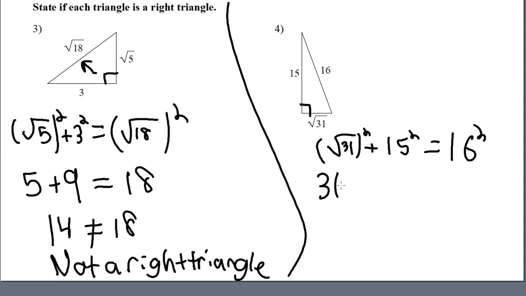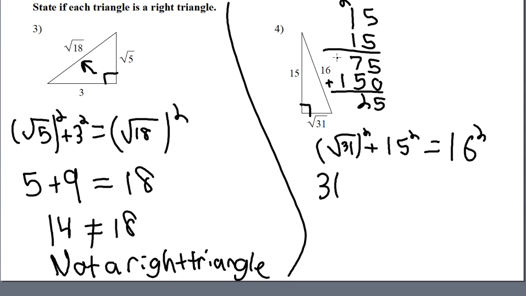That's just 31. 15 squared, 15 times 15: 5 times 5 is 25, so you bring the 5 down, carry the 2. 5 times 1 is 5, plus 2 is 7. Bring down a 0. 1 times 5 is 5. 1 times 1 is 1. Add up all your values. So you get 5, 5 plus 0 is 5, 5 plus 7 is 12, so you get a 2, bring the 1. 1 and 1 is 2. So you get 225.